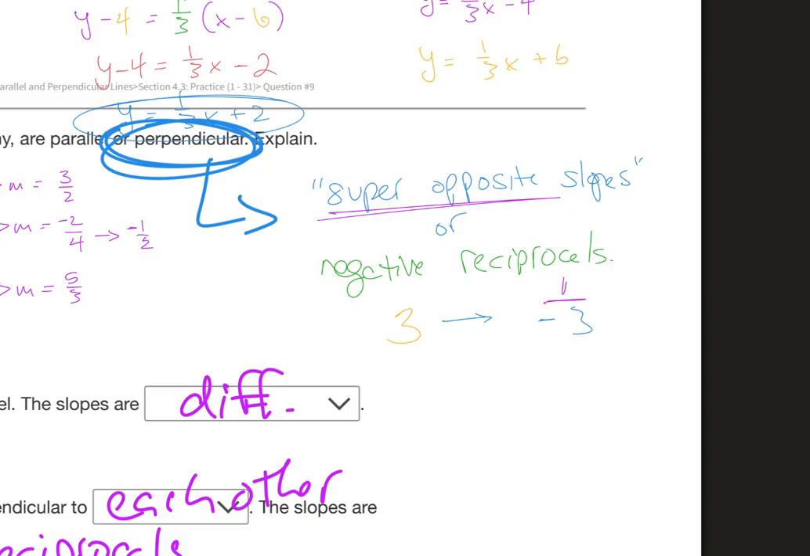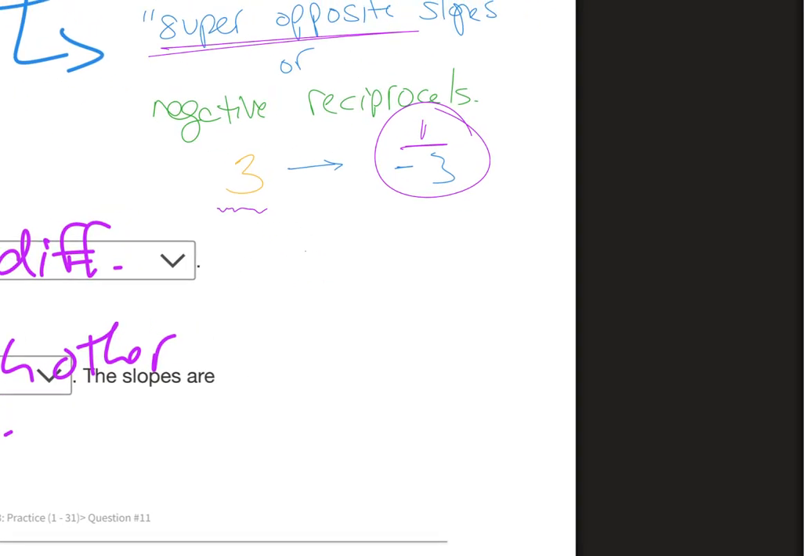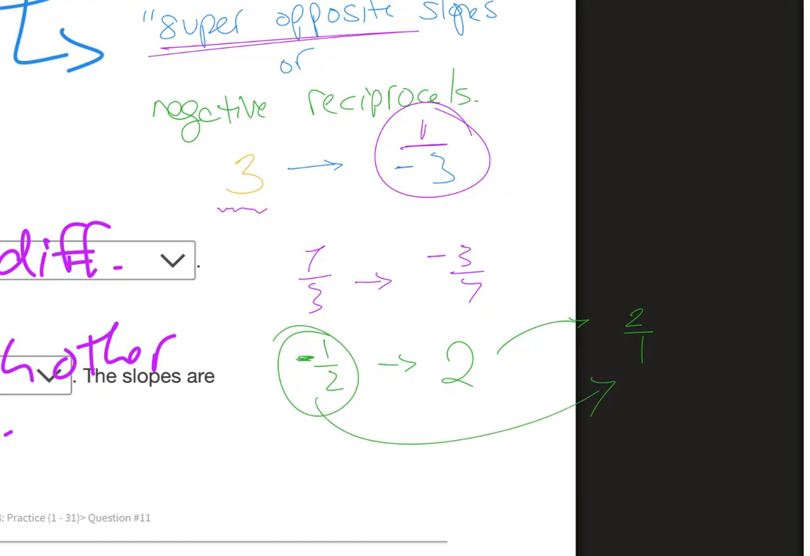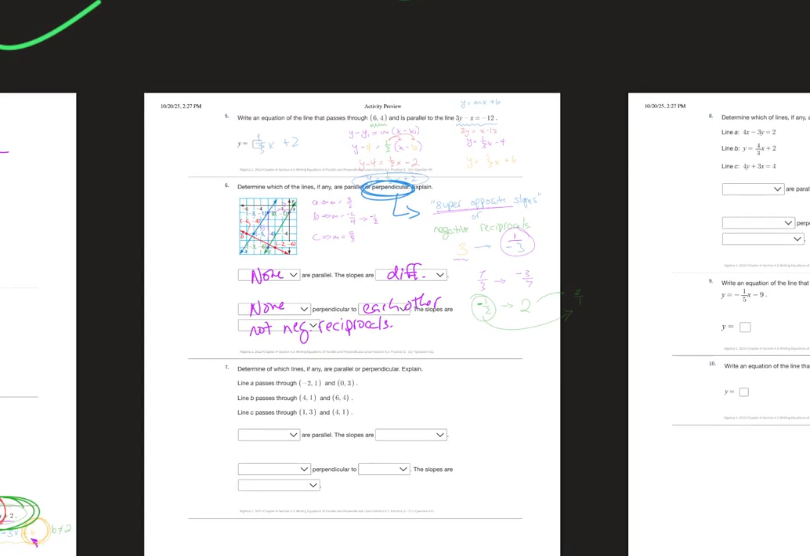Yeah, that's it. The negative reciprocal of 3 is -1/3. So let's try another one. If I have 7/3, what's the negative reciprocal of it? -3/7. If I have 1/2, what's the negative reciprocal of it? How about -1/2, what's the negative reciprocal of it? 2. Because isn't 2 over 1? Flip that upside down, take it from negative to positive, and boom, you get 2. Okay, that's enough of that.